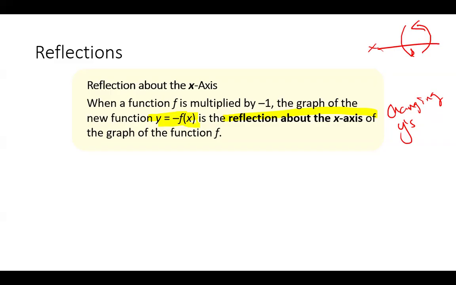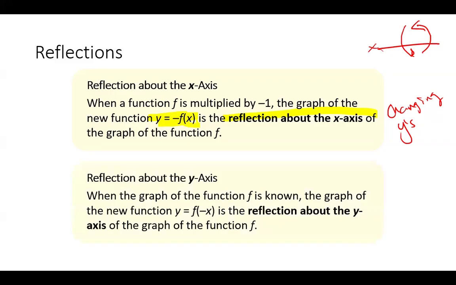When you are reflecting about the y-axis, that means that your negative is inside with the x. So it's going to be a reflection about the y-axis. And you're reflecting about the y-axis because you are changing your x's. When I'm changing my x's, that's going to cause me to flip from left to right or right to left, which means I'm reflecting over the y-axis.